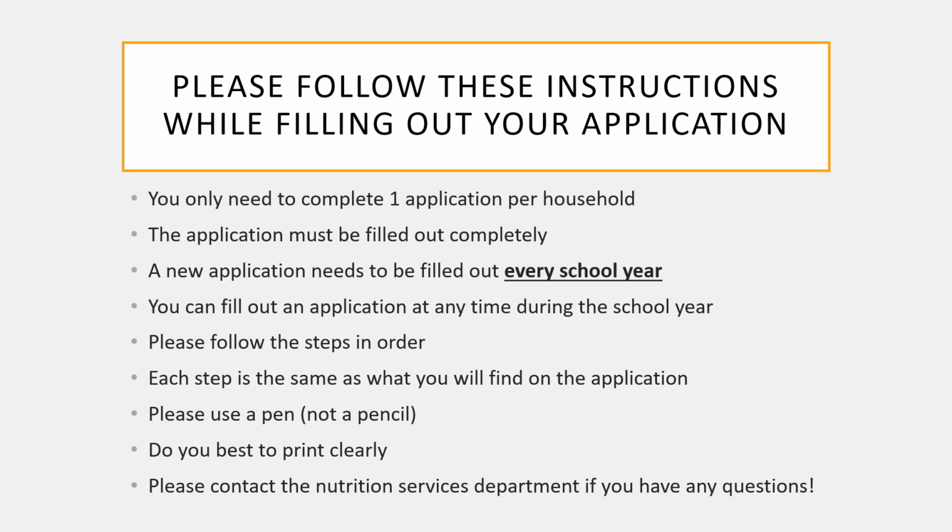You only need to submit one application per household, even if your children attend more than one school in the district. The application must be filled out completely to certify your children for free or reduced price school meals. And a new application needs to be filled out every school year. You can fill out a free and reduced application at any time during the school year.